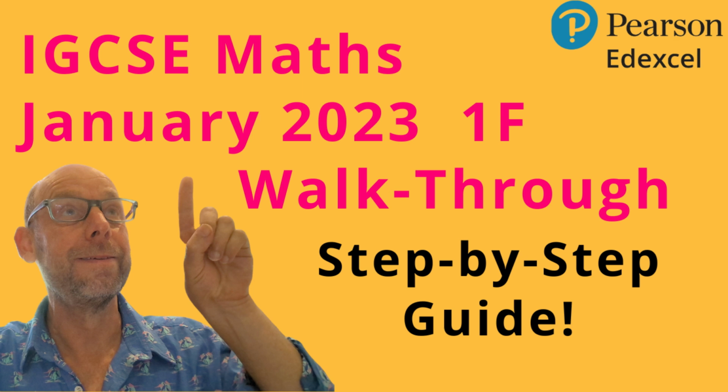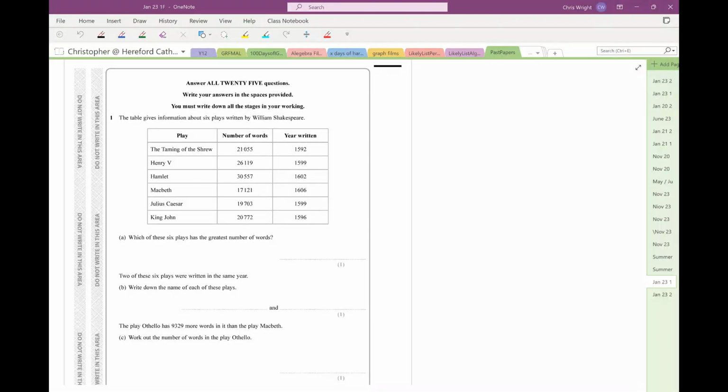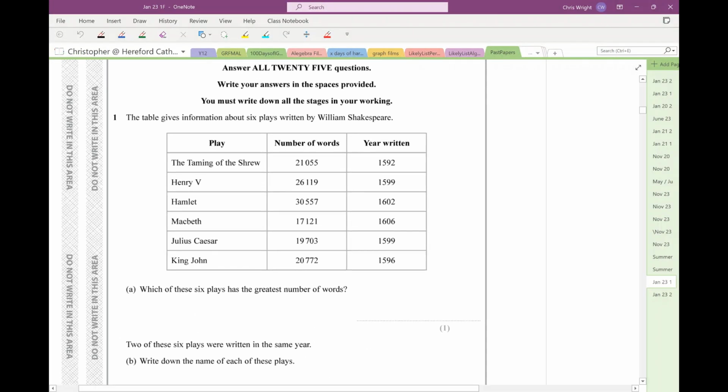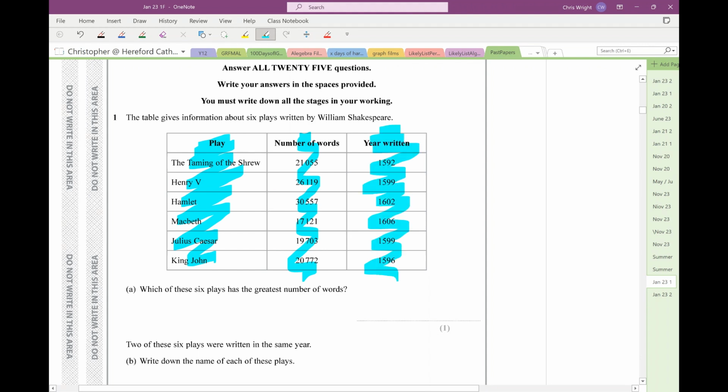So, let's get on with the maths. Question 1. The table gives information about 6 plays written by William Shakespeare. Now, let's take a minute, just make sure that we're clear about what the table's telling us. I see we've got the names of 6 plays here, and this column tells us the number of words in each play, and this column tells us the year in which each play was written.